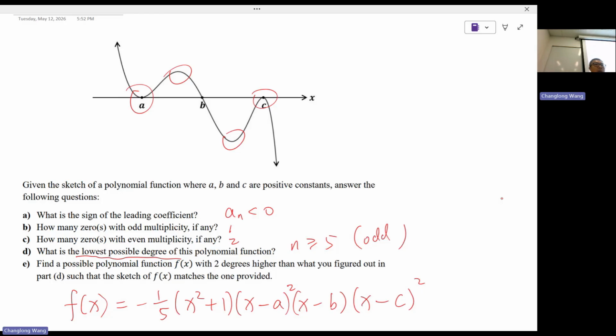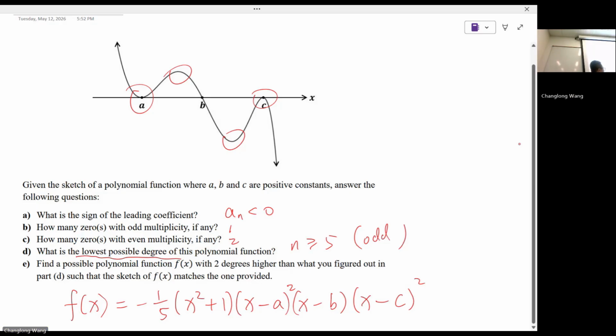Now, if you think that doesn't work, can anyone tell us what part of the function doesn't match what you see on the graph? Any thoughts? Roseanne, go ahead. Is that supposed to be there? Yeah, I put it on purpose. Well, that's a good question.